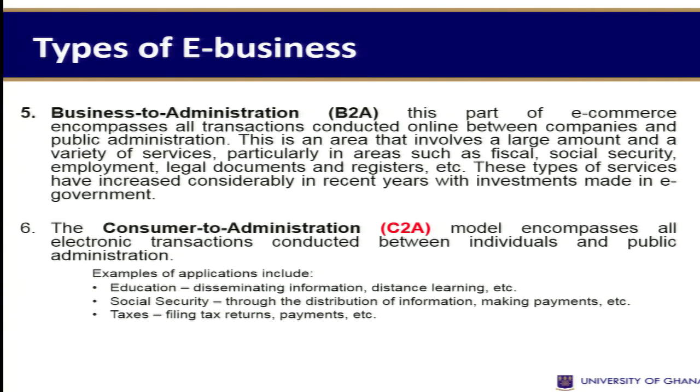So the last type of e-commerce is what we call consumer to administration. Now, in this model, we are looking at electronic transactions between individuals and public administration. So example of such applications will include education, social security, taxes, where you can file tax returns and do payments online, and so on and so forth.